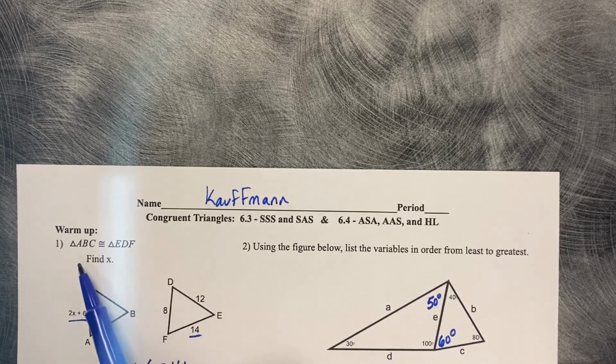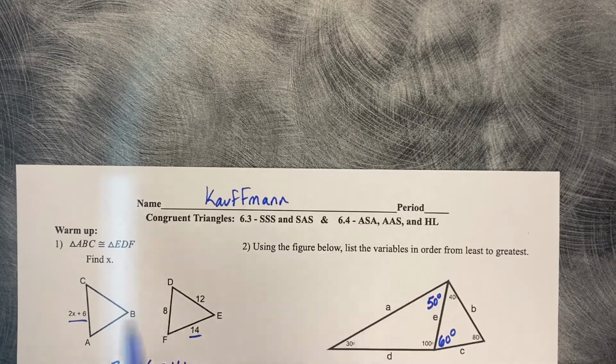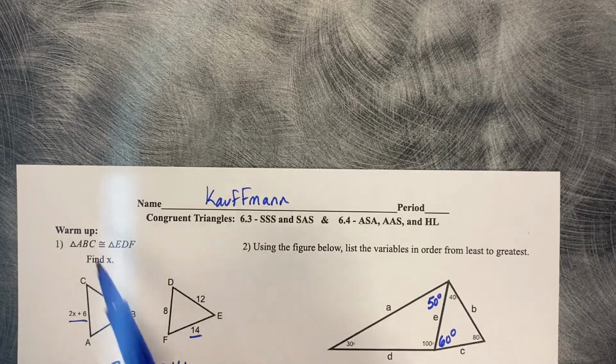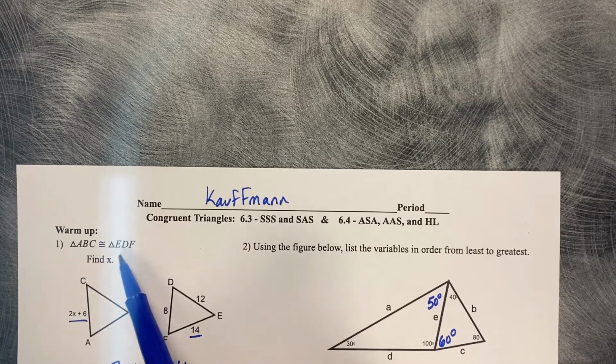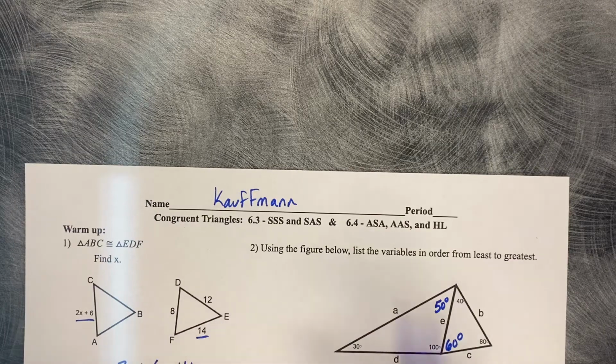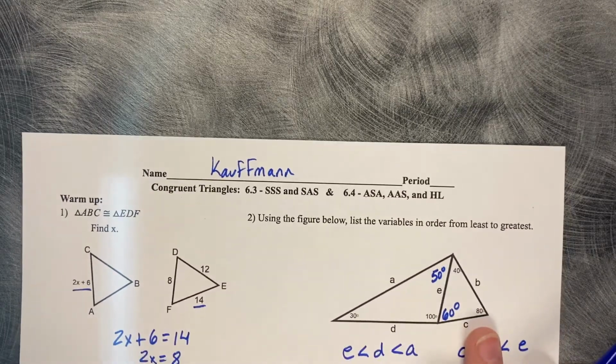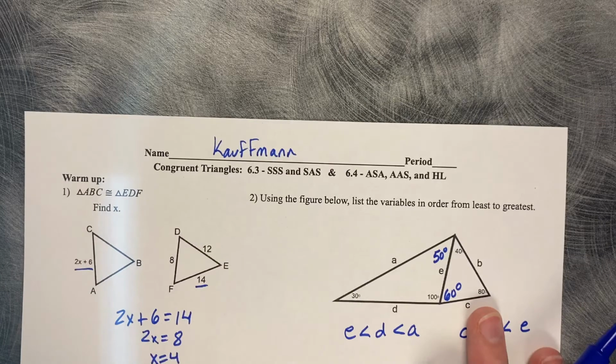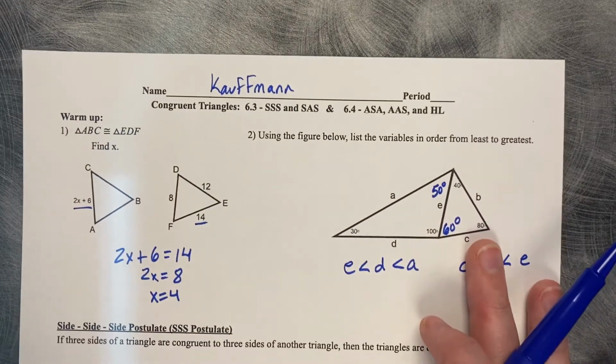For our warm-up, triangle ABC is congruent to EDF. Find x. So 2x plus 6 is along our side length CA or AC. So when I look up at my letters, AC must correspond to EF. So that means that it corresponds to 14. So then 2x plus 6 equals 14, minus 6, 2x equals 8, and finally x equals 4.